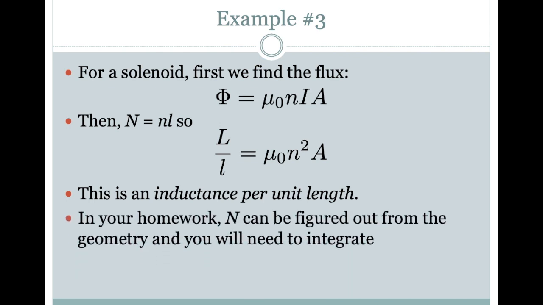In your homework, n can be figured out from the geometry, and you will need to integrate. In your homework, you have a torus, and you want to find the self-inductance of a torus. The total N can be found by the radius, which is 2 pi a, divided by the diameter of the cross-section between them, which is about d. And then you can figure it out by integrating instead of just multiplying in an area, because if you recall, the torus actually does depend on r. The difficult part here might be finding the differential area, and we've done a similar integral in the previous example, so you should try and follow that closely to guide you in your homework.